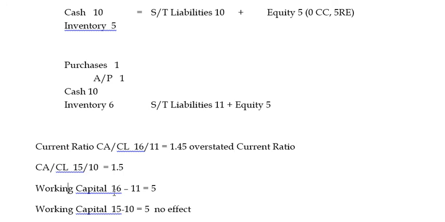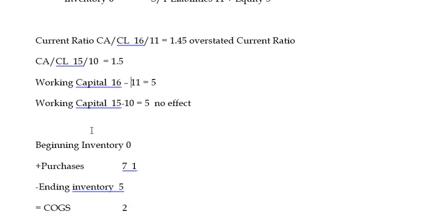Looking at working capital, yes, we added in that purchase and the accounts payable, so our working capital was 5. And our working capital, if we had forgotten to put in this journal entry, would be exactly the same, this 5, even though current assets and current liabilities are understated, but there's no effect with the working capital in that scenario.